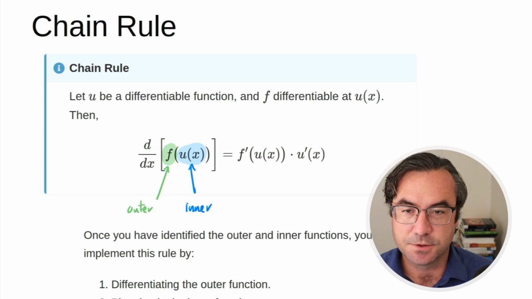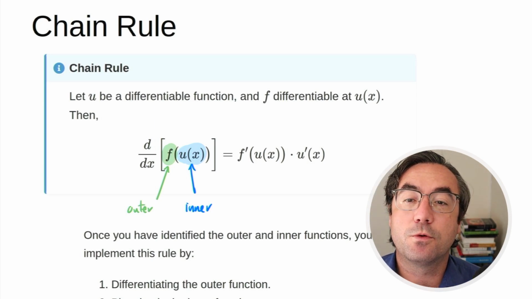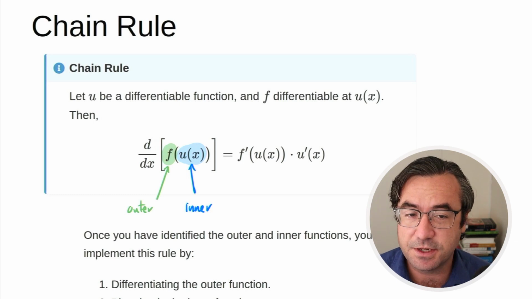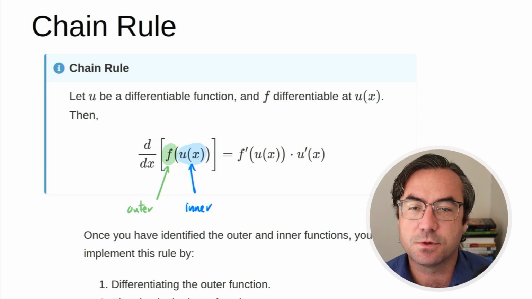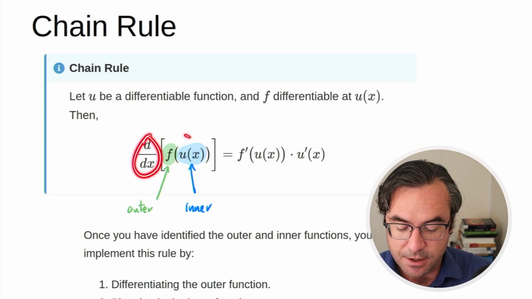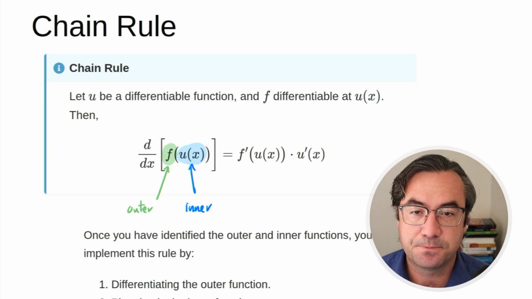Okay, so this is going to be the overarching derivative rule that we're going to use, and we're going to see a few special cases. So what does this rule say? How do we actually calculate the derivative of this composition?